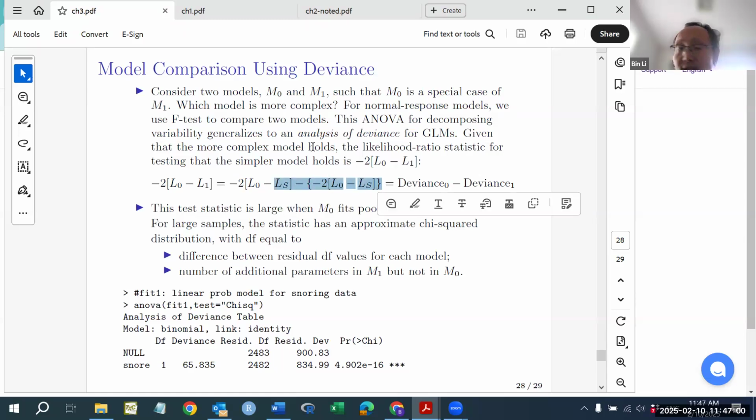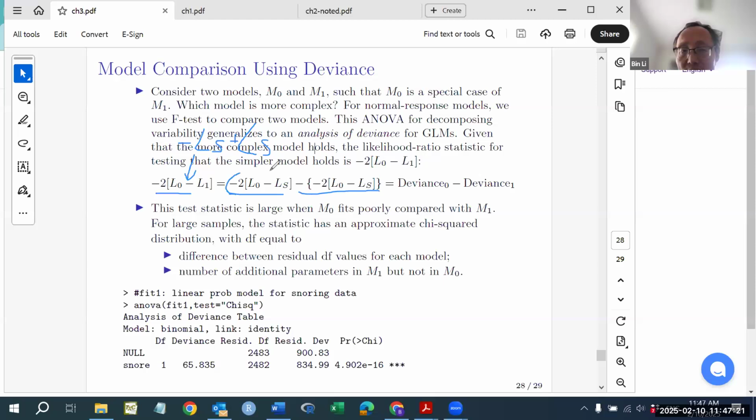Can we? It's just a simple trick. We put the LS in twice, right? We subtract and add. Okay, so this is equivalent to this. And what is the first one? The first one is the deviance for model 0. Is that right? And what is the second part? The second part is the deviance for model 1.